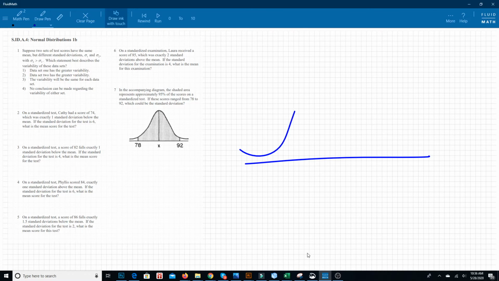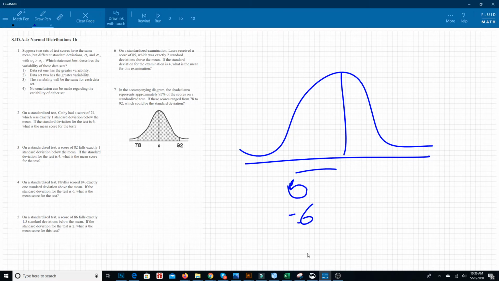See, I have a normal curve like this right here. A deviation from the norm right here is sigma. This happens to be a negative sigma. This happens to be a positive sigma. Right? So if we look at our answer, it's 2. Data set 2 has the greater variability.